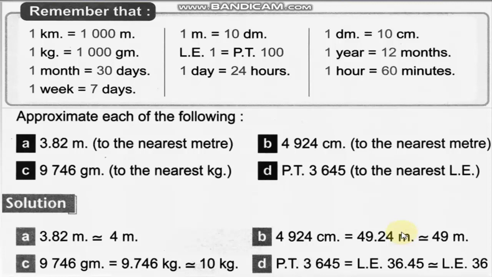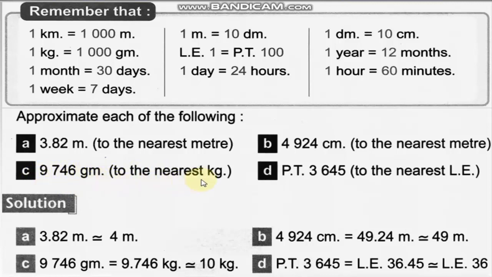We need to approximate to the nearest meter. That means approximate to the nearest unit. The unit here is number 9 and the tenth here is number 2. So when 2 is less than 5, we will cancel the decimal part and keep the units with its value. It became 49.